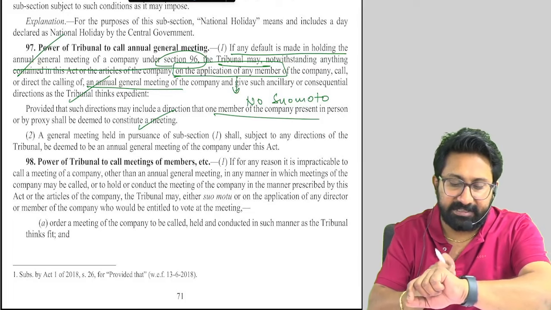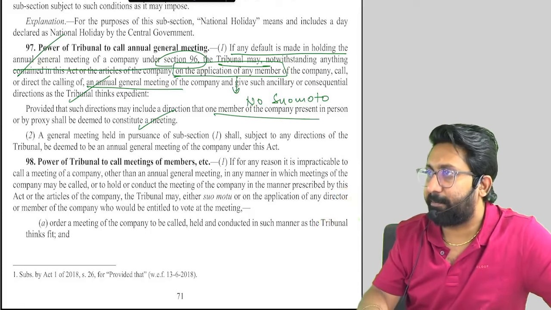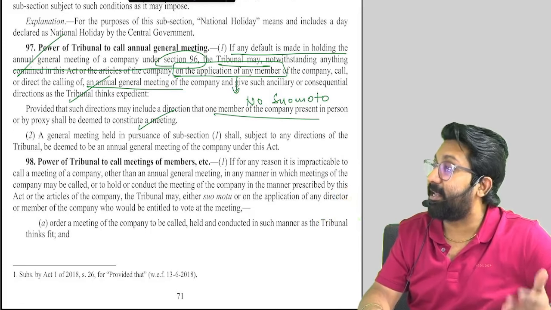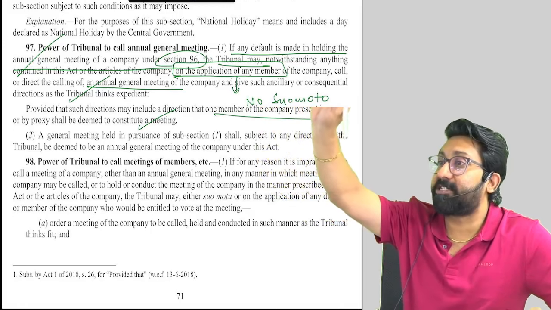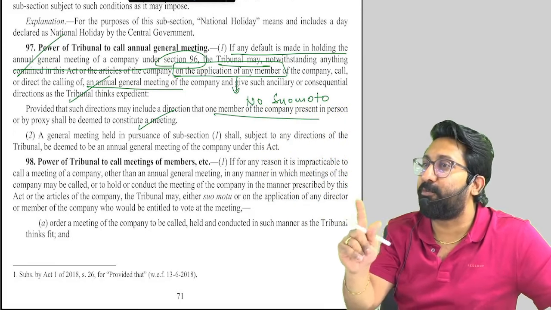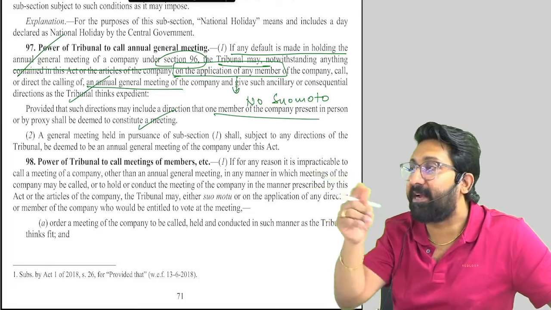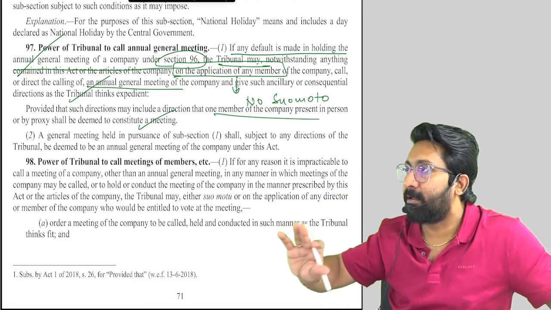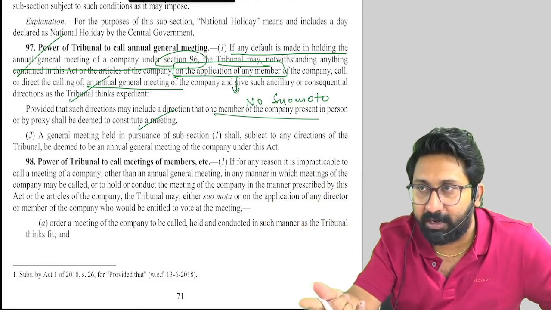So section 97 completed. We will write separately both. What is 98? First tell me, section 97 intention, everyone understood? I am not going to spend more than 1.5 to 2 minutes on a section. If you go here and there, the time will be wasted. Please listen.